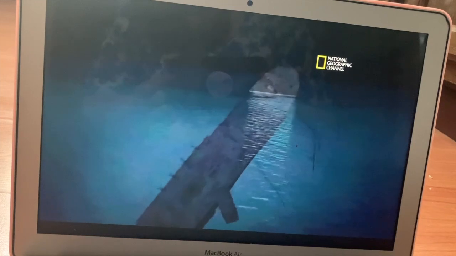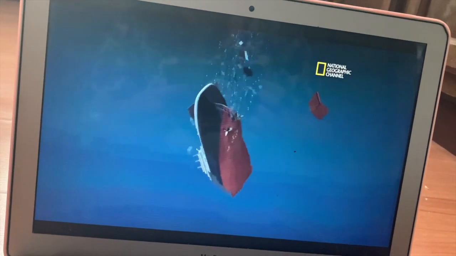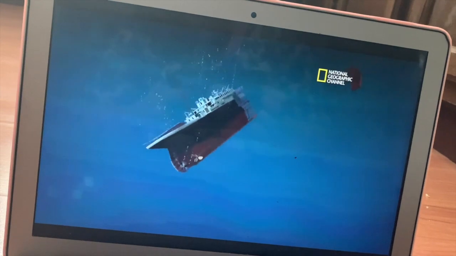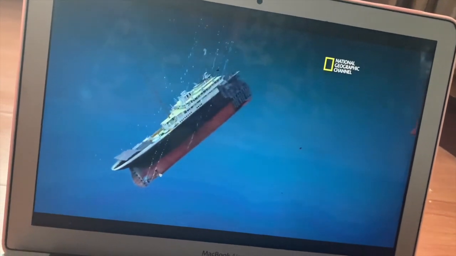Heeling way over to port. That looks right. And she goes, yep, that's right. She goes almost vertical just when she goes under, and then boom, implodes. Now she accelerates, and all the stuff starts to rip off. See the shell plating going. There goes the double bottom frisbeeing off.